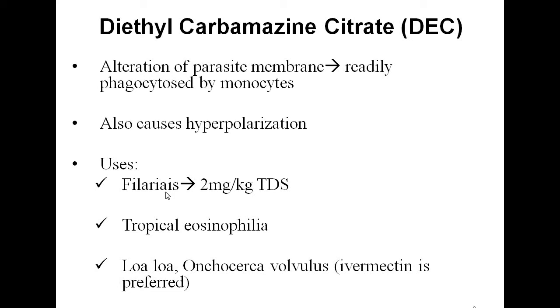Diethylcarbamazine is used in filariasis, where the dose is 2 milligrams per kg per day, 3 times a day. It is also used in tropical eosinophilia, loiasis and Onchocerca volvulus, that is, it's also called river blindness. But as of today, ivermectin is the drug of choice for river blindness.